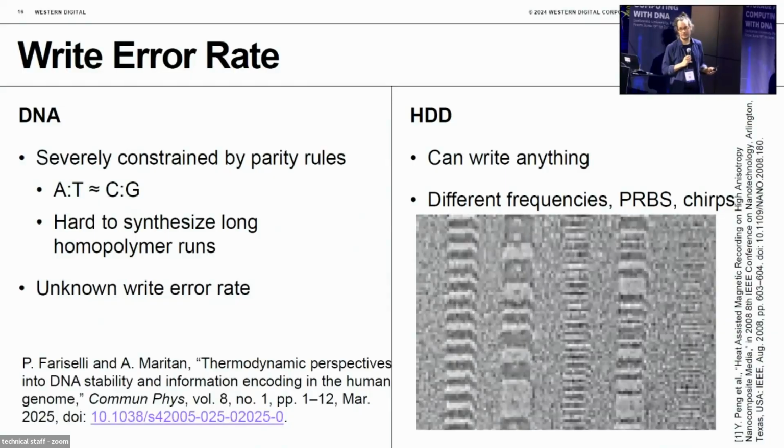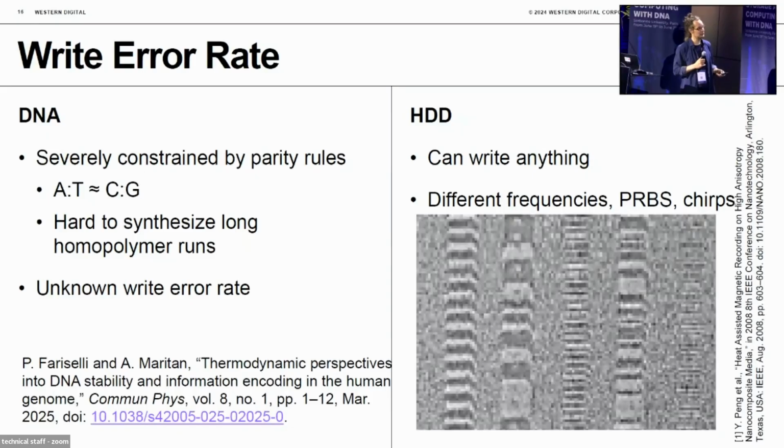So, for example, in DNA, we are already very constrained with the data that we can write. We have the parity rules. We have problems synthesizing long homopolymer runs. We have, as Robert showed yesterday, issues with certain sequences that kill amplification. And in general, write errors are not really known. We have statistical knowledge, but not for the single molecule. It's very different for hard drives.